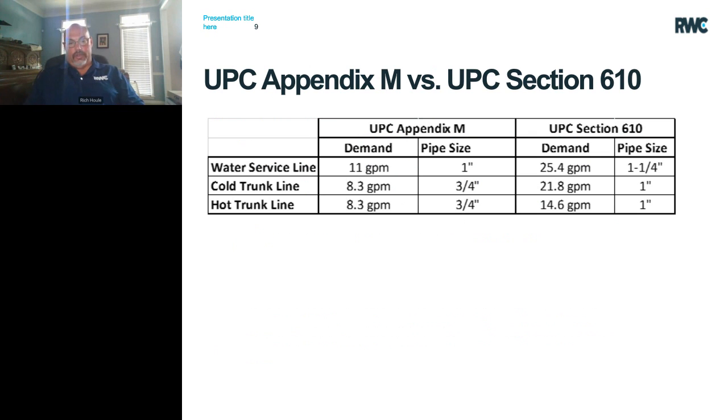Here's a comparison of using Appendix M of the UPC, the calculator, versus Section 610 of the UPC. And as you can see, the calculations for flow rate of our lines are significantly different. For the water service line, the current sizing methodologies of Section 610 require us to deliver 25 gallons per minute, whereas the water service line coming out of Appendix M is 11 gallons per minute, so less than half of what we are currently required to install according to the code. This obviously has a significant impact on your system layout design in sizing.